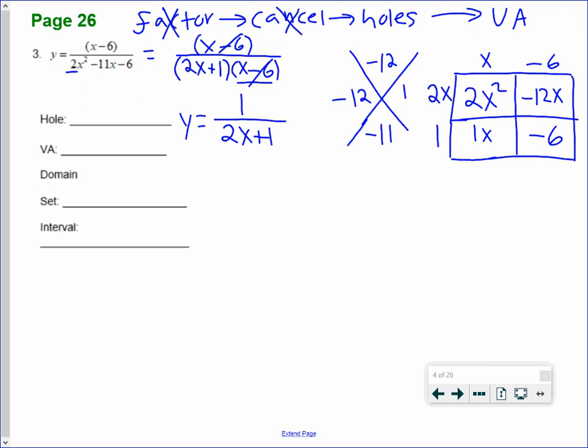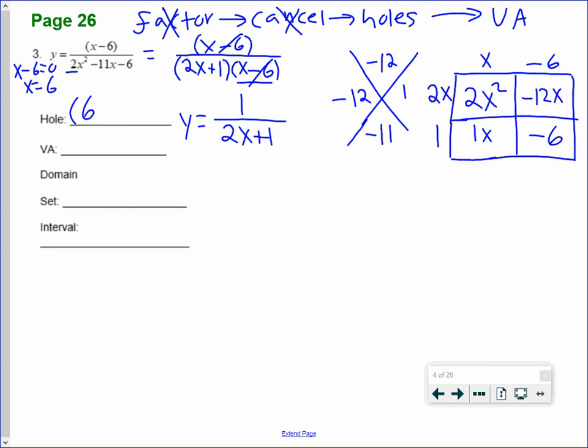But before we actually use that, we need to figure out what our holes are going to be, right? We factored, we canceled stuff out, and now we're going to look for holes. So we cancel out x minus 6. That means our x value of the hole will be 6, right? We're going to set the factor we canceled out equal to 0 and solve for x. x minus 6 set equal to 0 gives x equals 6. That's our x value of the hole.